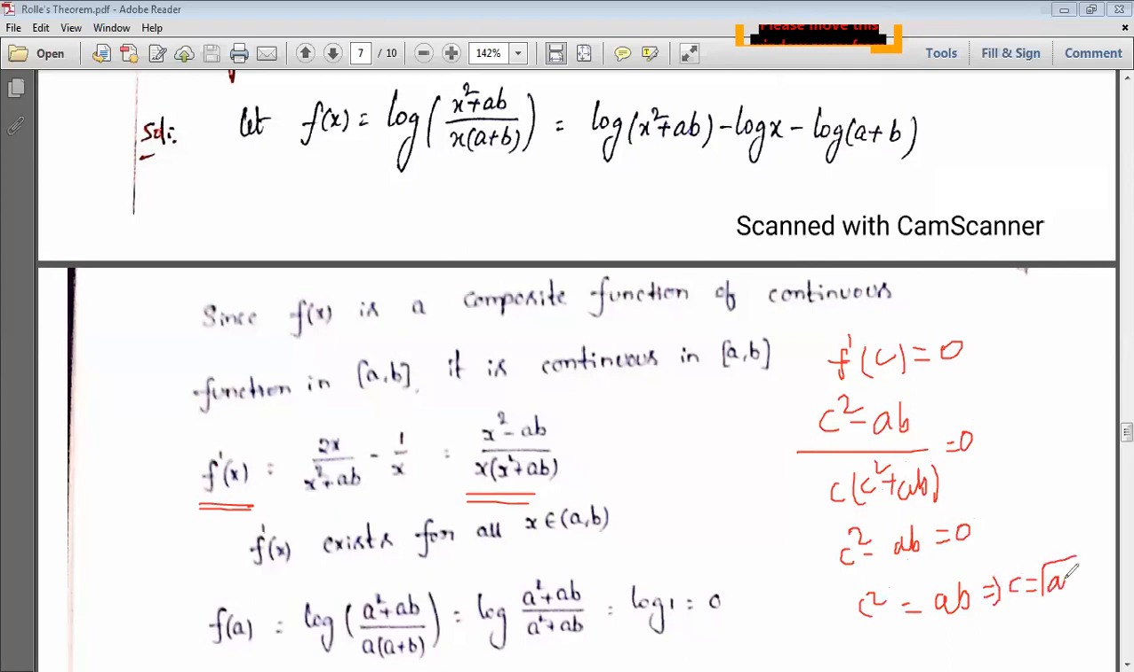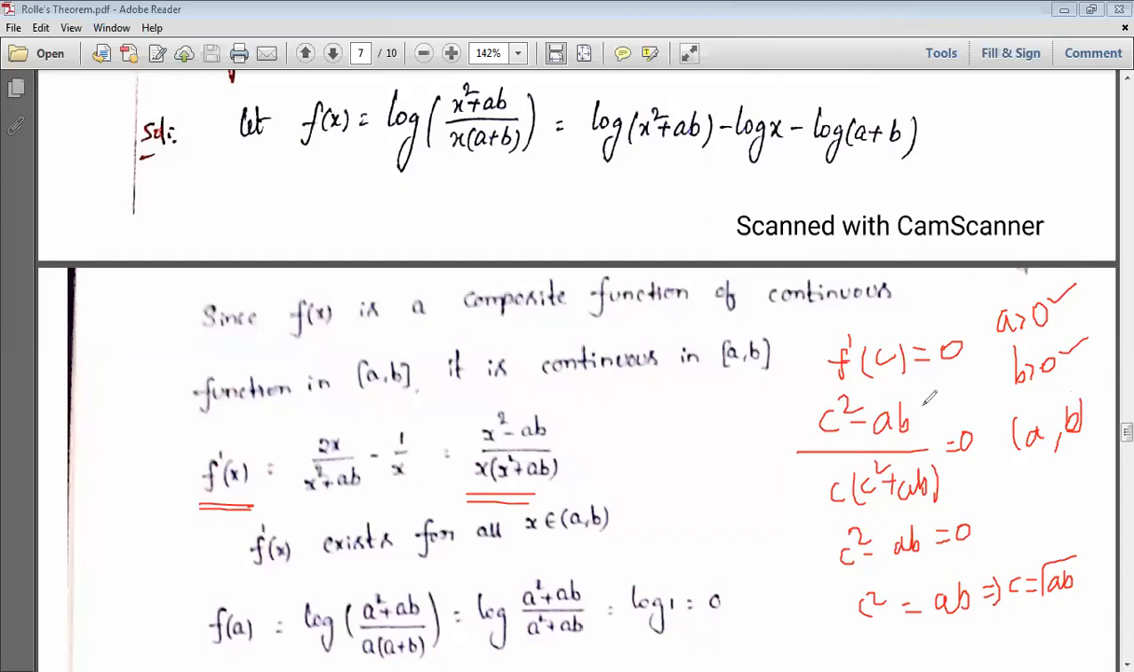Why are we not writing minus? Because of the conditions they gave: a greater than 0 and b greater than 0. In the problem they only mentioned that a value should be greater than 0 and b value also greater than 0. So the interval they give is a comma b.